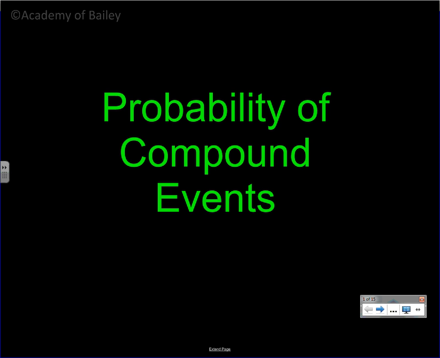And just like when you talk about compound words, which are two words put together to make one word, a compound event is when you put two events together. So when we find the probability of compound events, we're going to find the probability of two or more events.